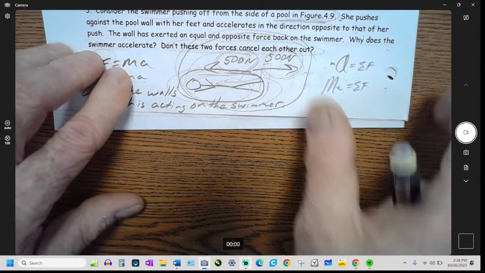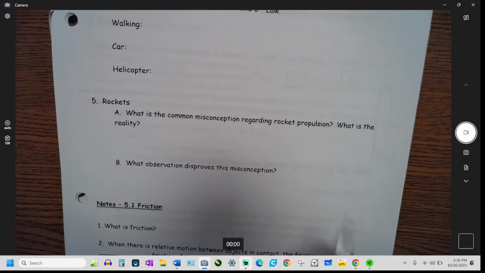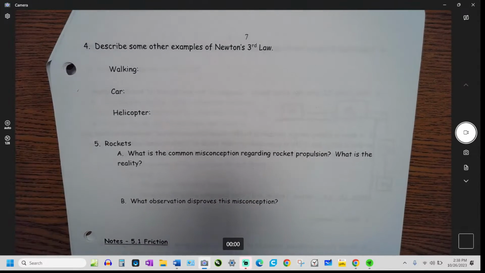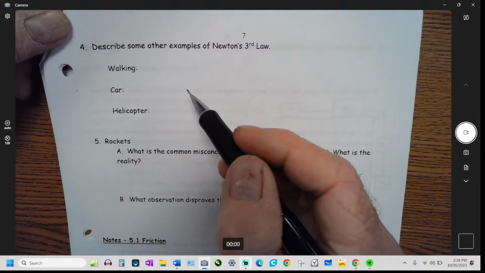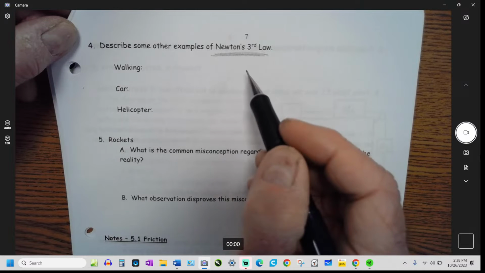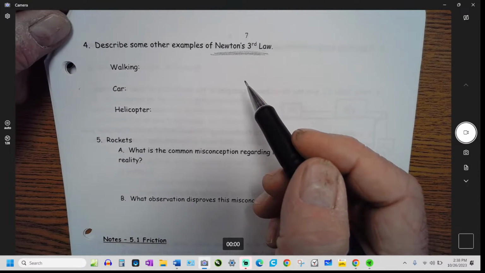Okay. So Newton's third law examples. Please don't feel like you have to write everything I'm writing, because it's going to seem like it's too much to write. So how do you walk? And use Newton's third law as the context. So let's say we want to walk across the room to the left. How do I do that?